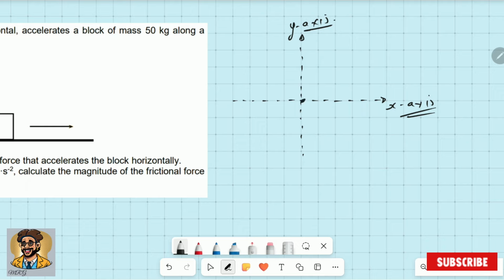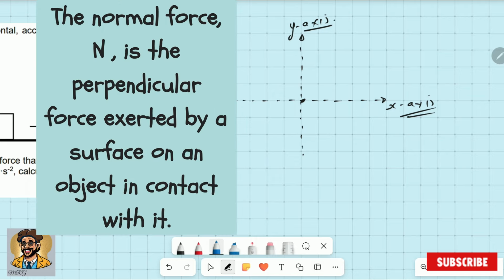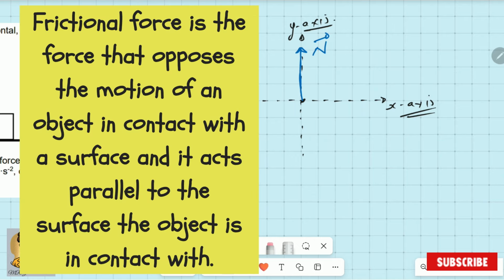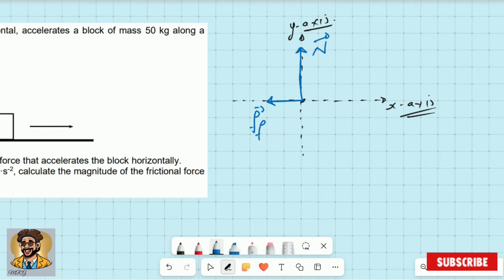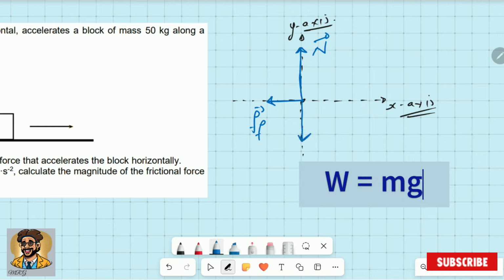So what forces are acting there? First of all, you know there is for sure a normal force. That is the force that the surface exerts on the object that is in contact with it, acting perpendicular to the surface. This one is normal. What else? There is frictional force. They calculate the magnitude of the frictional force in question 2.2. So there is frictional force. What other force is acting here? There is weight pointing straight down.